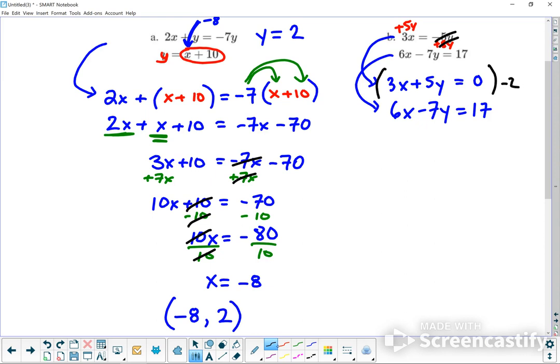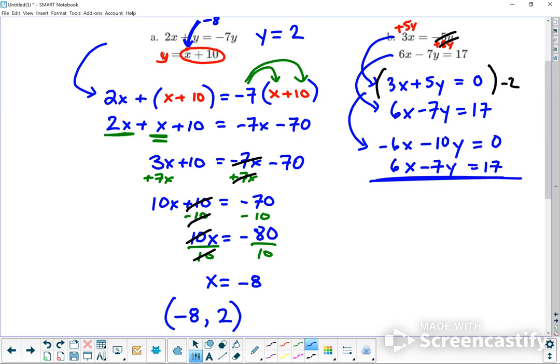So by doing that, okay, the top equation is now, I'm going to rewrite this now, negative 6x. And negative 2 times 5y is negative 10y. And negative 2 times 0 is still 0. Bottom equation, I'm going to leave it alone. So it's 6x minus 7y equals 17. And now I can go ahead and add these. And you can see that the x's cancel. The y's make negative 17y. And 0 plus 17 is 17.